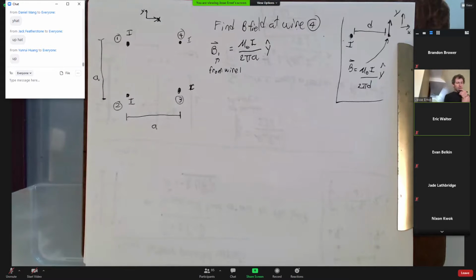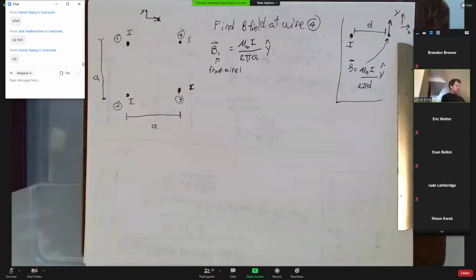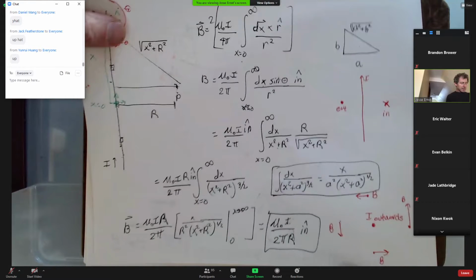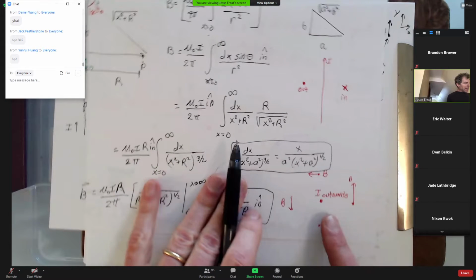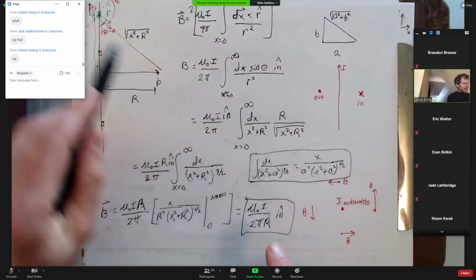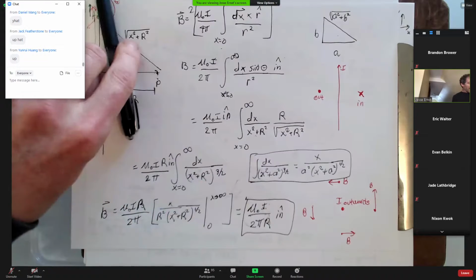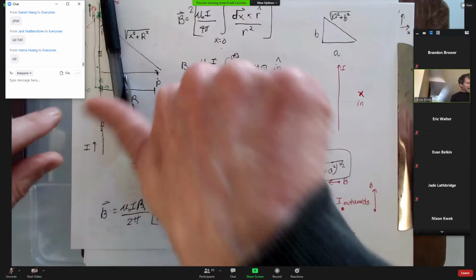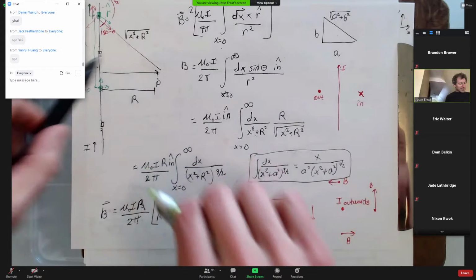Can you explain why Y hat? Yeah, so if you go back to this, the B field here from this element is ds vector cross R hat, and so it would be into the page. And over here, it would be out of the page. And so we wrote it like this.